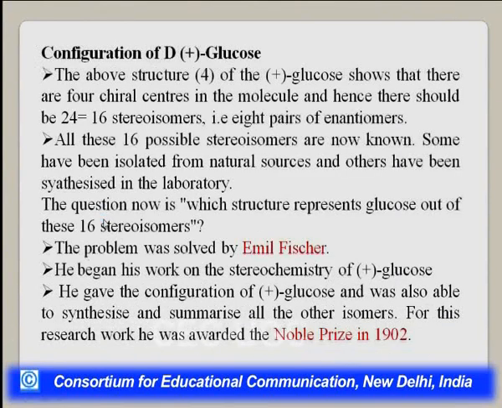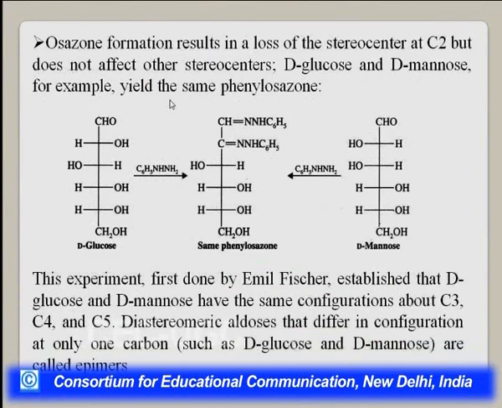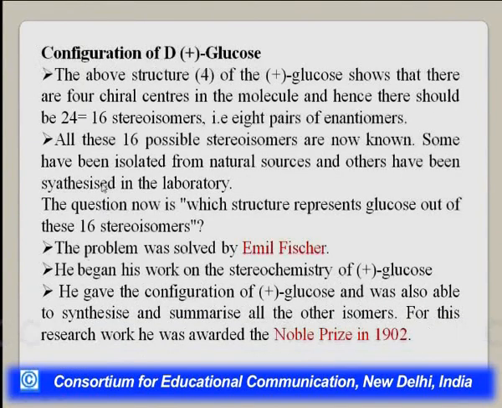So let us discuss it. Let us establish the configuration of D-glucose. The above structure of glucose shows that there are 4 chiral centers. If you can see this structure, 1, 2, 3, 4. There are 4 chiral centers. So how many stereoisomers are possible? With 4 chiral centers, there should be 2^4, that is 16 stereoisomers, which is 8 pairs of enantiomers.